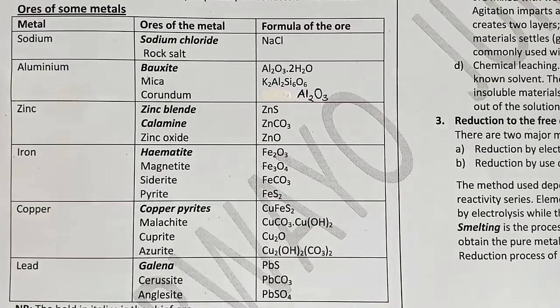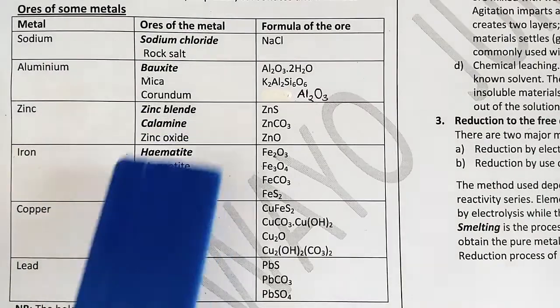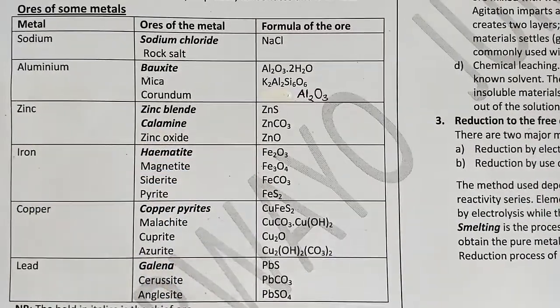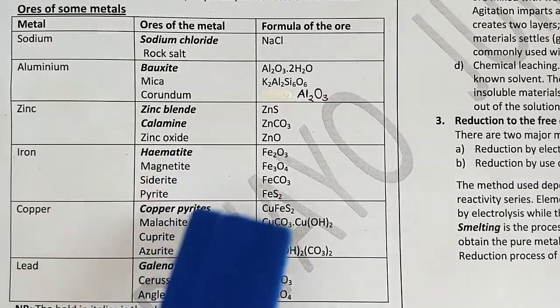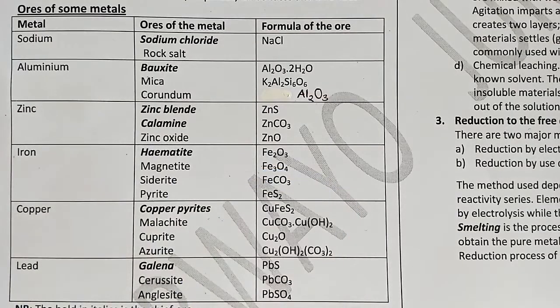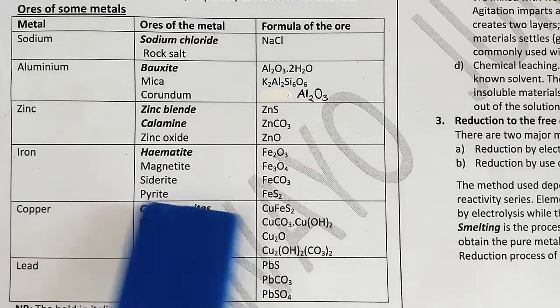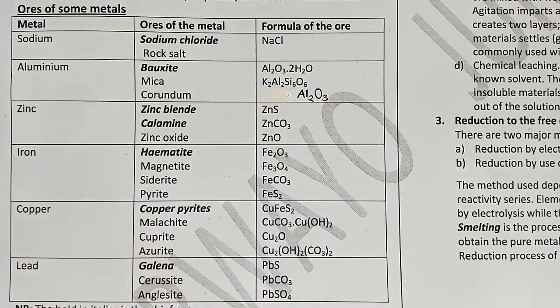Then we have zinc. Zinc has 2 chief ores. We have zinc blende, we have calamine, and zinc oxide, and their respective formulae are those. Then we have iron. The chief ore for iron is hematite. The formula is that. Then we have magnetite, siderite, and pyrite, whose formulae are as illustrated there.